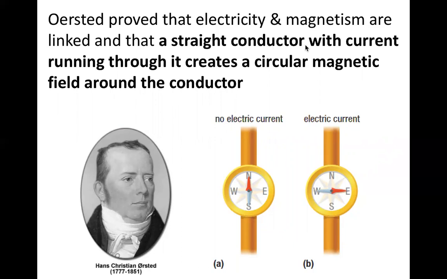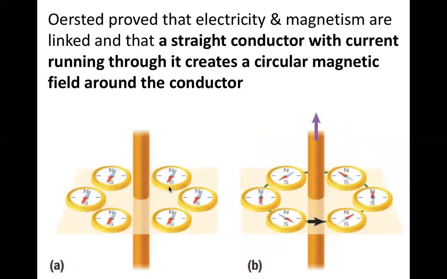So we're talking about a straight conductor. We're talking about a wire with current running through it. So we take a wire and we send current through it. He noticed that before he sent current through the wire, so this is your wire, he placed compass needles around the wire and noticed that all of the compass needles point to where Santa lives, so Earth's geographic North Pole, which we know is Earth's south magnetic pole.